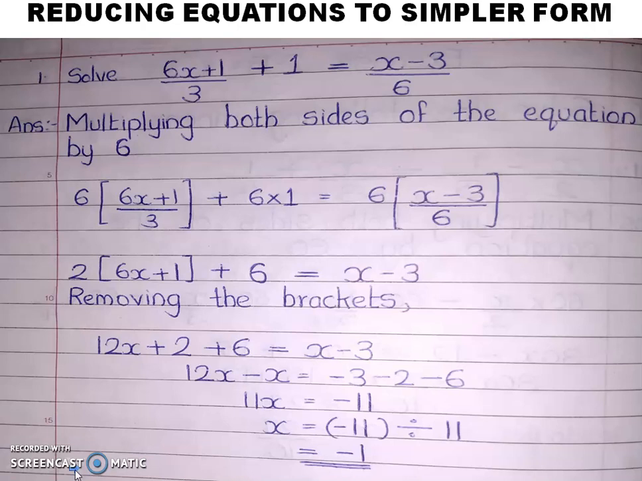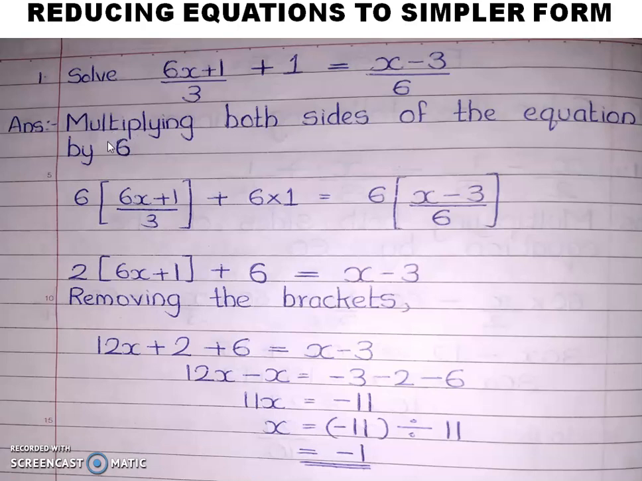Students, you can see denominators here. Okay. Now, which are the denominators? Here, the denominators are 3 and 6. Students, can you tell me which is the denominator here? Yes, the denominator is 1. So, multiplying both sides of the equation by 6.